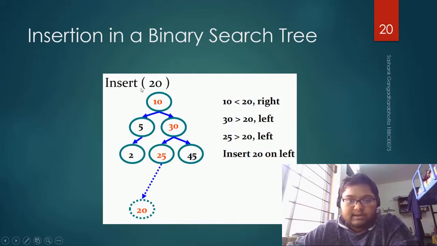So now we do the example. Insert 20. You can see that 10 is less than 20, so it will go rightward. 30 is greater than 20, so it will go leftward. 25 is greater than 20, so it will go leftward. As no node is there, it will create a new node and insert 20 inside it. So this is how the insert operation works in a binary search tree.